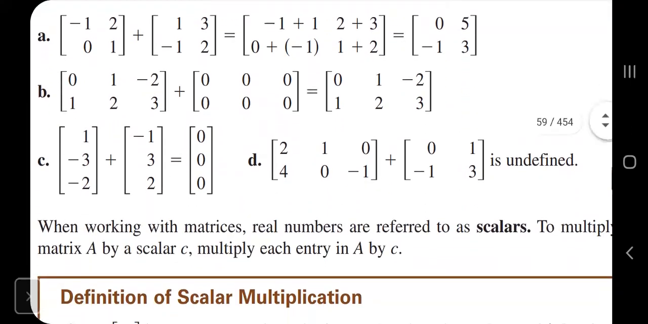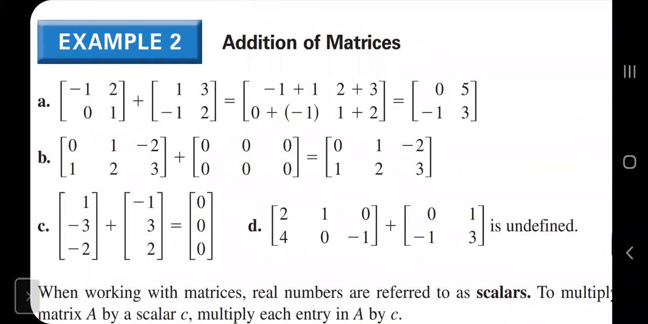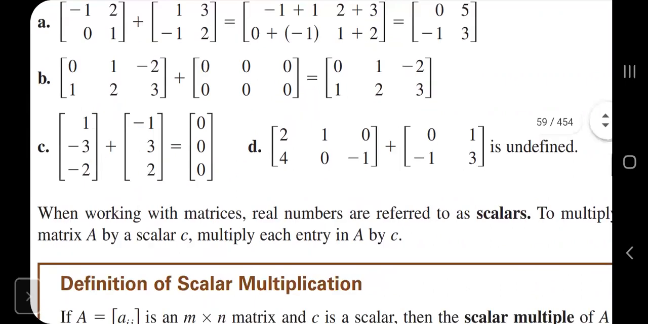By the way, if the first matrix was a 2 by 3 and the second matrix is a 3 by 2, you also can't add them, because they have to be the exact same size. And by size, I mean this many rows by that many columns.